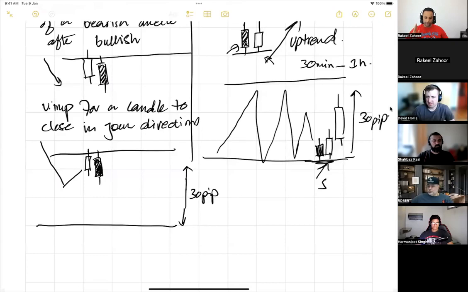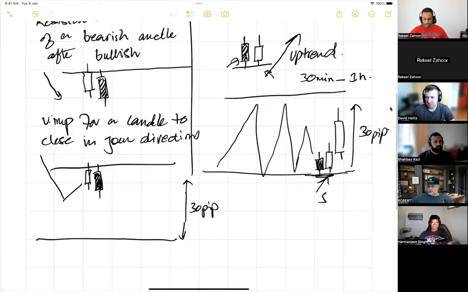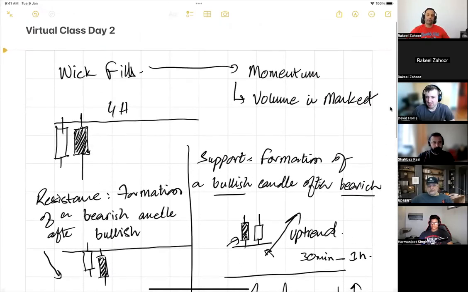Whenever you're looking at resistance, resistance is going to be formed when you have a bearish candle forming after a bullish candle. That's when you have a resistance forming. So now we're going to go into identifying wick fills. Then we're going to slowly move into identifying uptrends and downtrends.